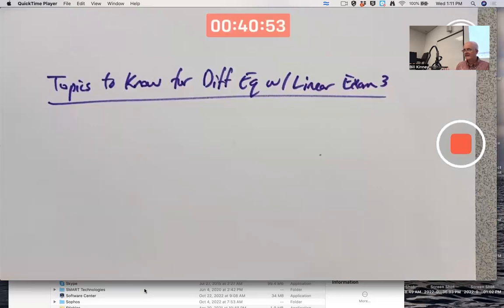When we reviewed for both exam 1 and exam 2, I first talked about the diffie-q and then I talked about the linear separately. But they're getting tied enough together that I think it'd be useful and beneficial to talk about them at the same time here.